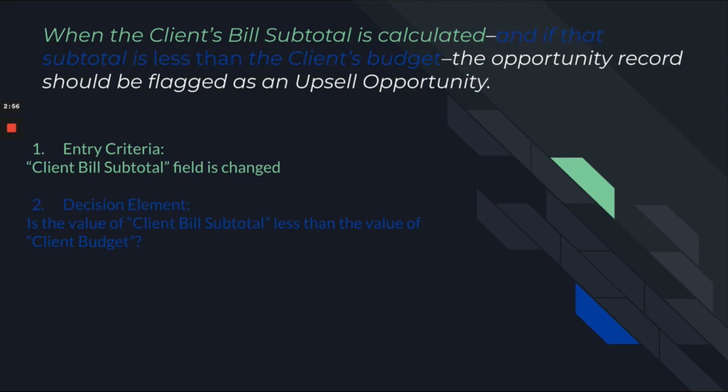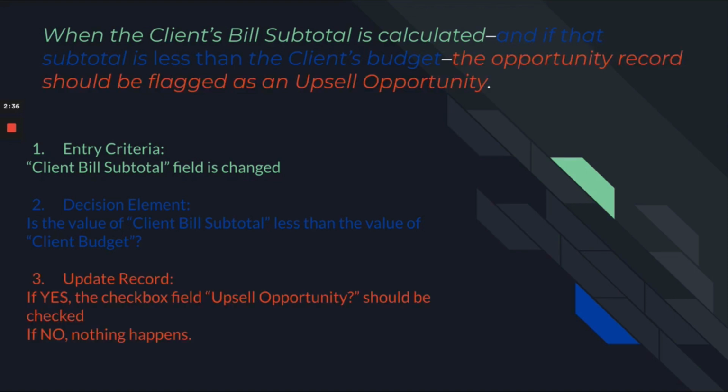This next line, and if that subtotal is less than the client's budget, is going to be the next element in the flow, which is a decision element. Basically, it's going to check the value of client bill subtotal against the value of client budget. And you're going to have yes or no, like all decision elements. In this last line, the opportunity record should be flagged as an upsell opportunity. So that tells us what's going to happen along the yes path. If the client's budget is higher than the client's bill subtotal, then the checkbox field upsell opportunity should be checked.